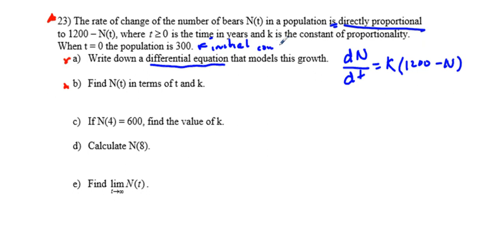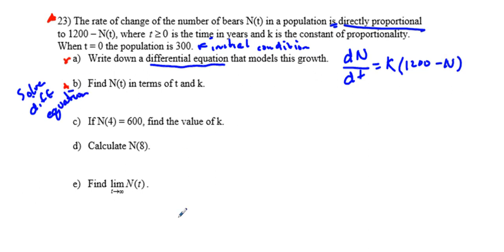Now, unlike our previous problem, this is not just a regular exponential one. We actually have to solve this. So this is our differential equation: dN/dt is equal to k times that, because it's directly proportional to this expression. We now want to find what N of t is. So that means we want to solve this differential equation, which is a lot of fun.